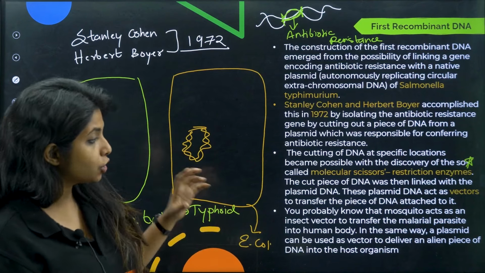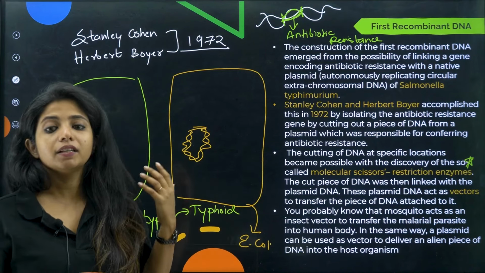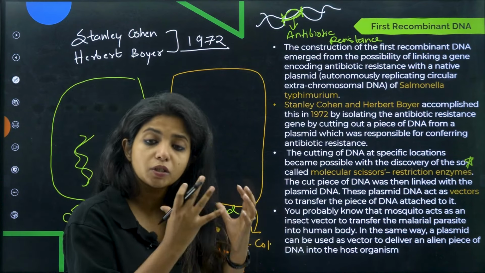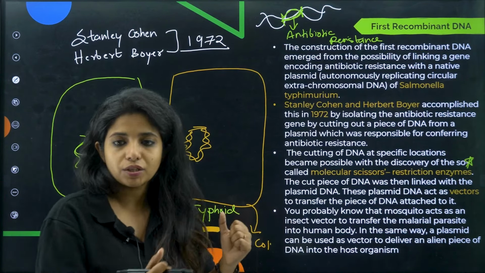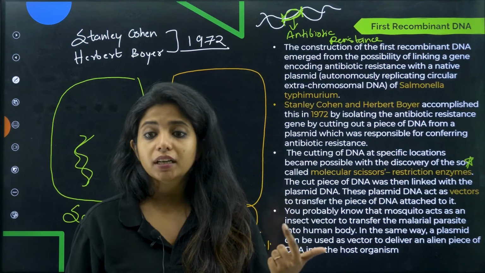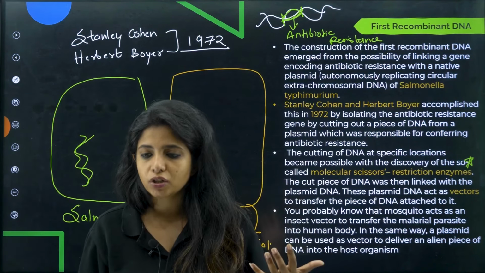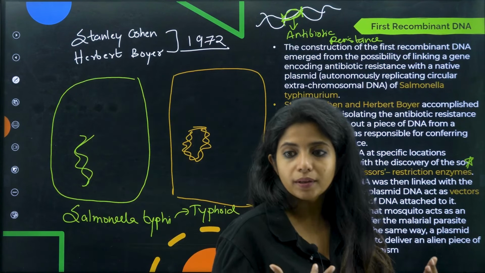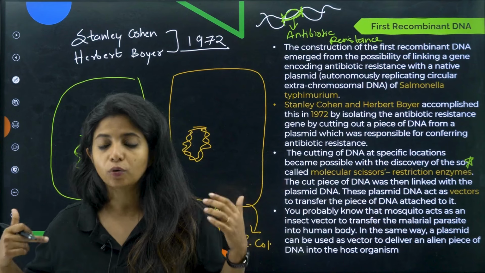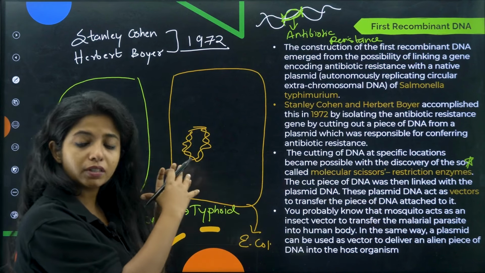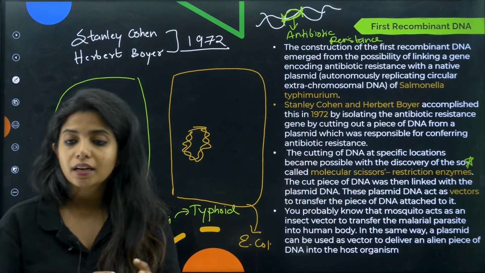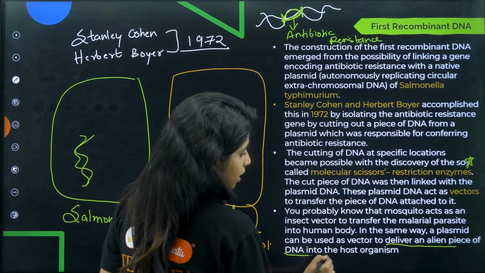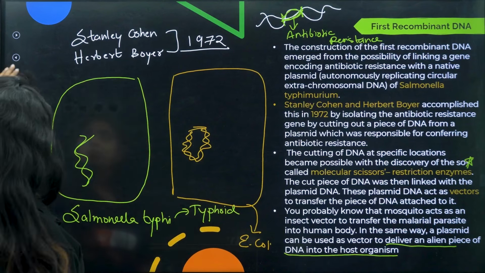Fine. So what is this plasmid acting as? It is acting as a vector because basically I am able to pass down things with the help of this particular thing. This is why I call this particular plasmid a vector. It is helping me pass things. So I say mosquito is a vector in the case of malaria. Why do I say mosquito is a vector in the case of malaria? Because the mosquito is taking the plasmodium and transferring it to me. So who is the vector over here? Mosquito is the vector over here also. The plasmid which is taking the gene of interest and transferring it to some other organism, this is a vector. Okay, so in the same way, a plasmid can be used as a vector to deliver an alien piece of DNA into the host organism. Okay, still the story is not completed yet.